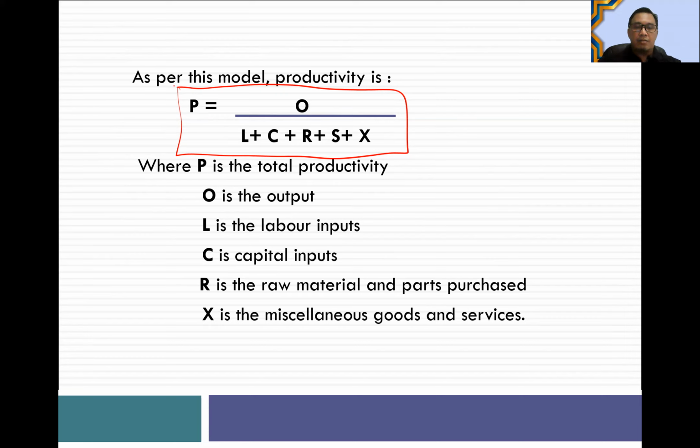So once again, O is the output. And on the previous slide, you can see that all the inputs should be converted into cash, should be converted into the value of money.